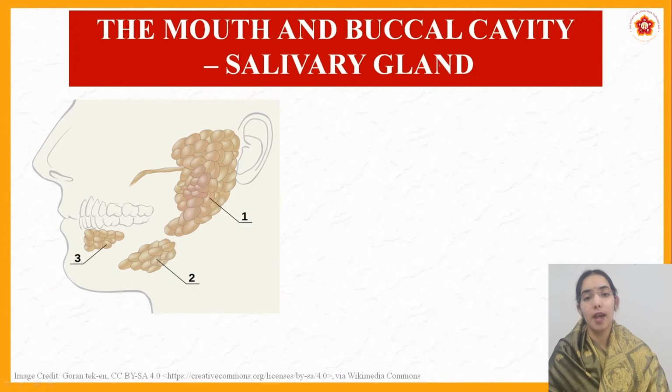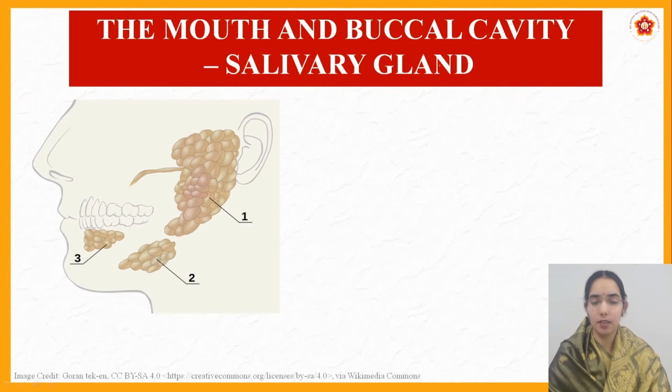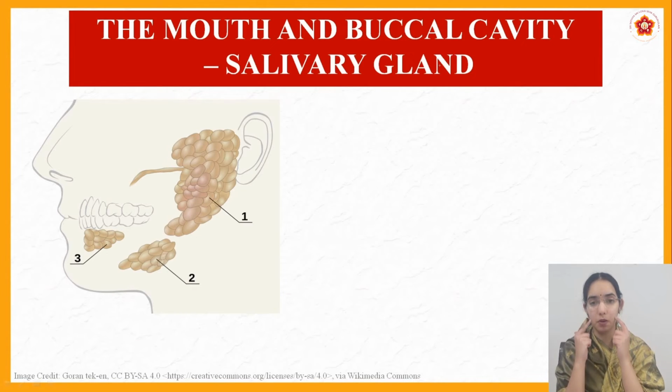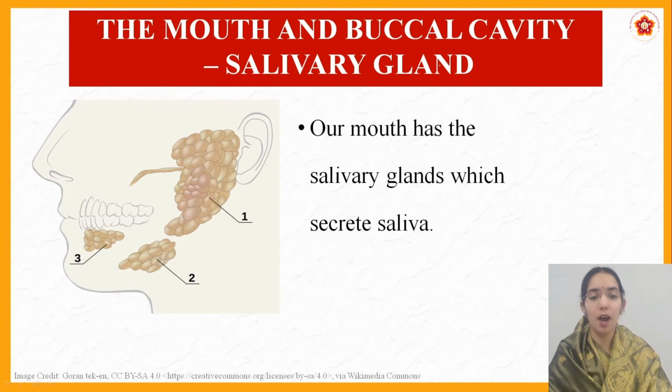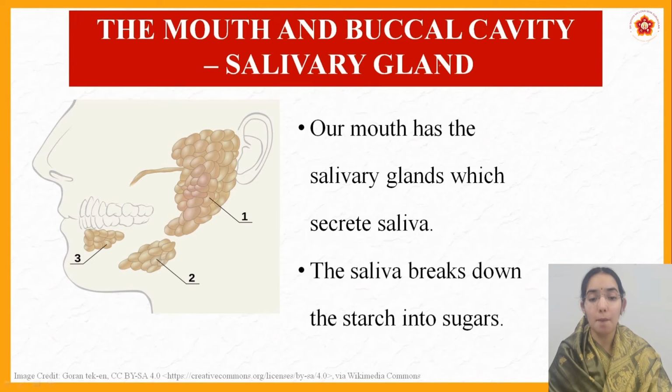Now let's talk about and study about salivary glands. So we have 3 pairs of salivary glands, as you can see in this diagram over here. One pair you can see over here, then the second pair is here, and then the third one is over here. So our mouth has salivary glands, and they secrete saliva. The saliva breaks down the starch into sugars.